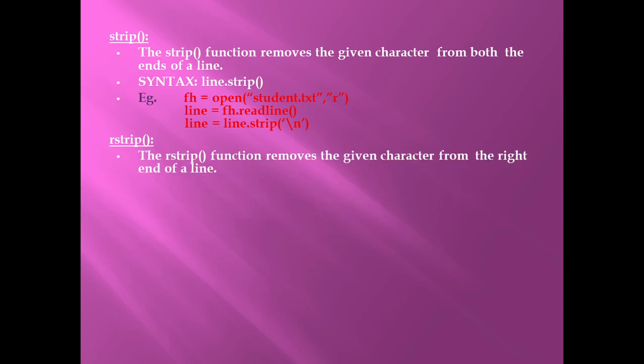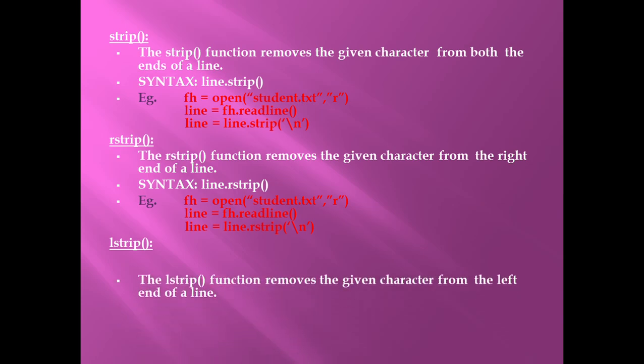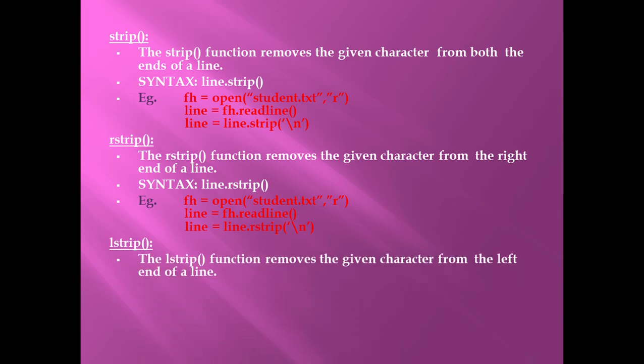Next is rstrip. This will remove the given character from the right end of a line. See the example. The last line, line equal to line.rstrip('\n'). So this will remove the new line character from the right end of the line. Next, lstrip. This will remove the given character from the left end of a line. Seeing this example, we can easily understand that this coding will remove the leading white spaces from the left end of the line.